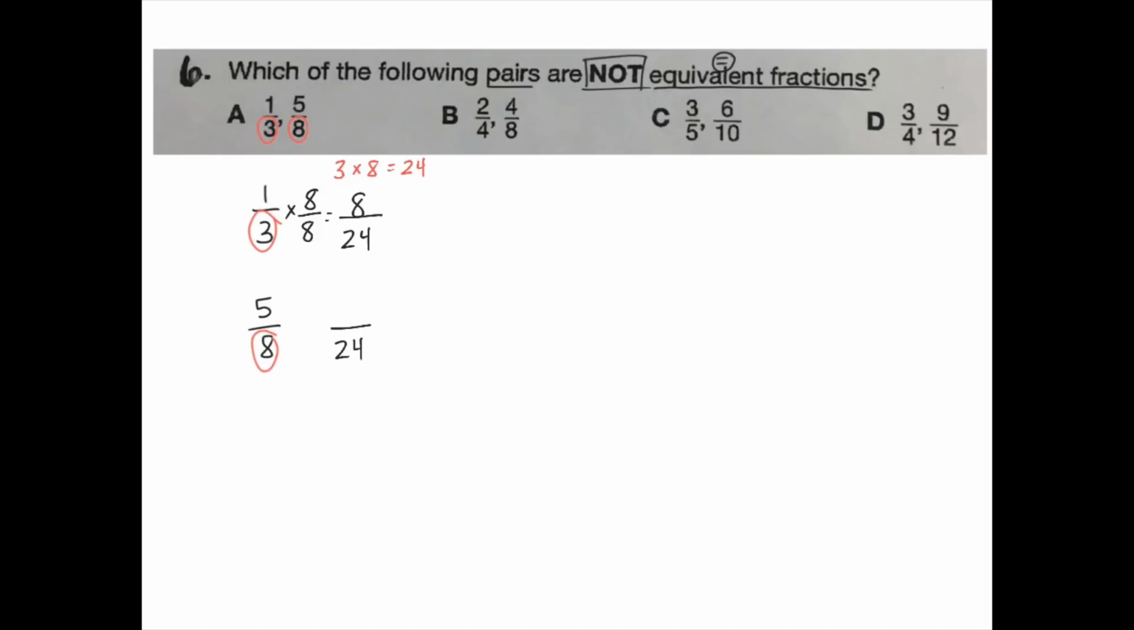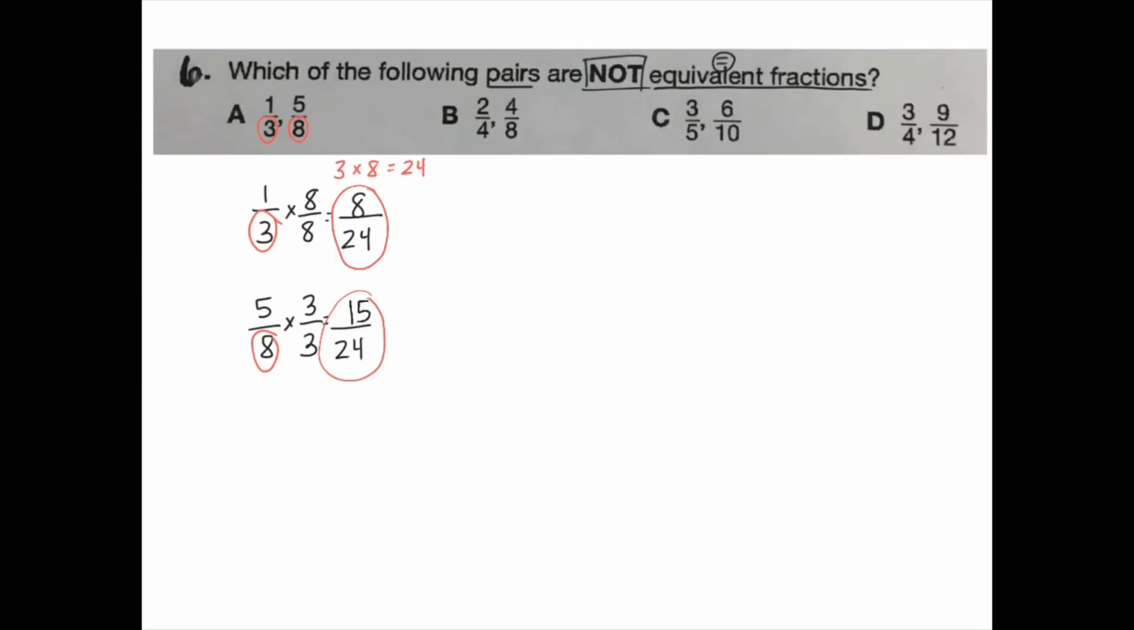Now I have to make my 5/8 into 24ths. So I'm multiplying by something to get 24 in my denominator. I know 8 times 3 equals 24. So I need to multiply by my whole, 3/3, to get 5 times 3 equals 15. And like we said, 8 times 3 equals 24. And now I have two fractions I can compare, 15/24 and 8/24.